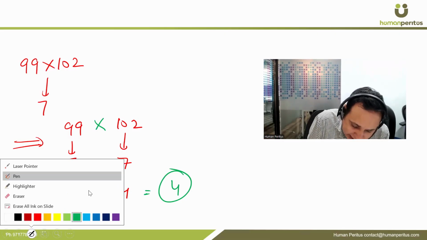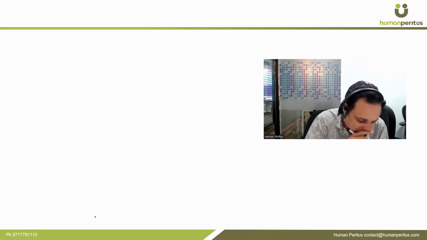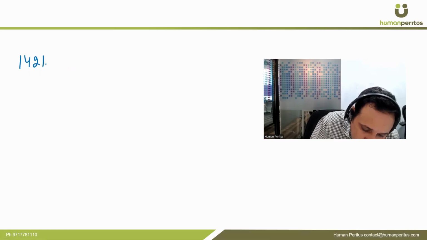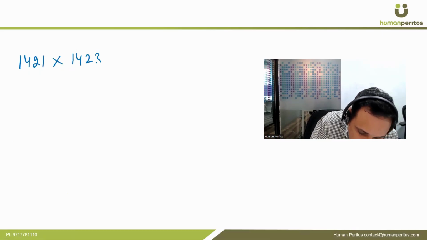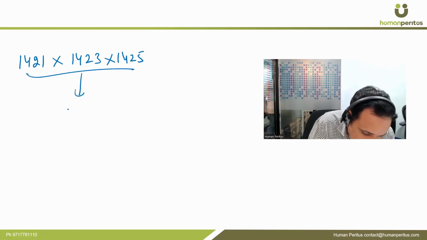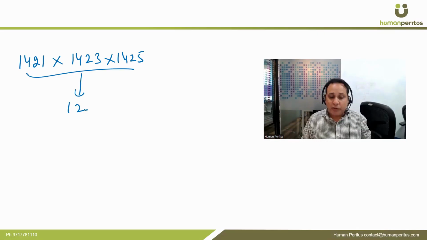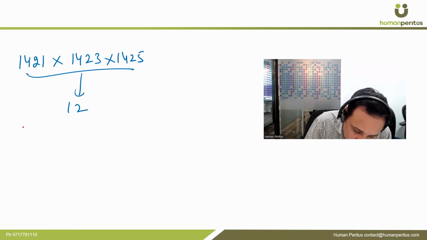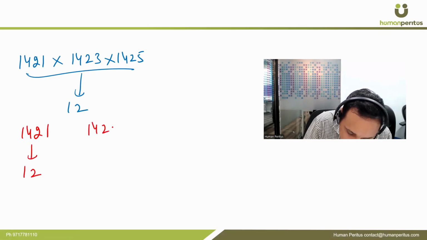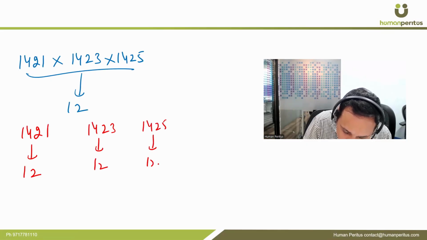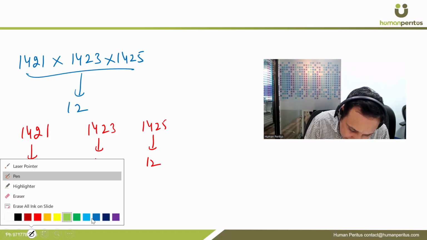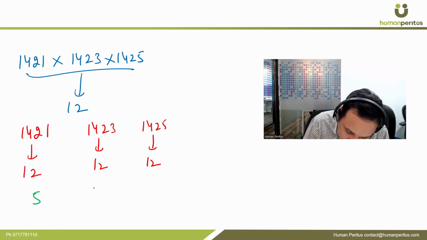And sometimes, very lengthy questions. For example, if I ask you a question, 1421 into 1423 into 1425, divide this entire number by 12 and give me the remainder. How can we do it? I take 1421, I try to divide this by 12. Then I take 1423 by 12, 1425 divided by 12. So in the first case, my remainder comes out to be 5. In the second case 7. In the third case 9.